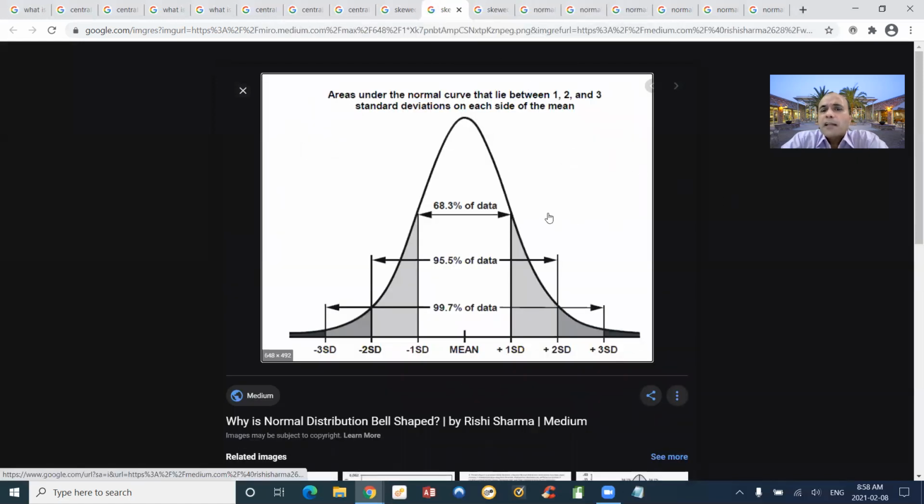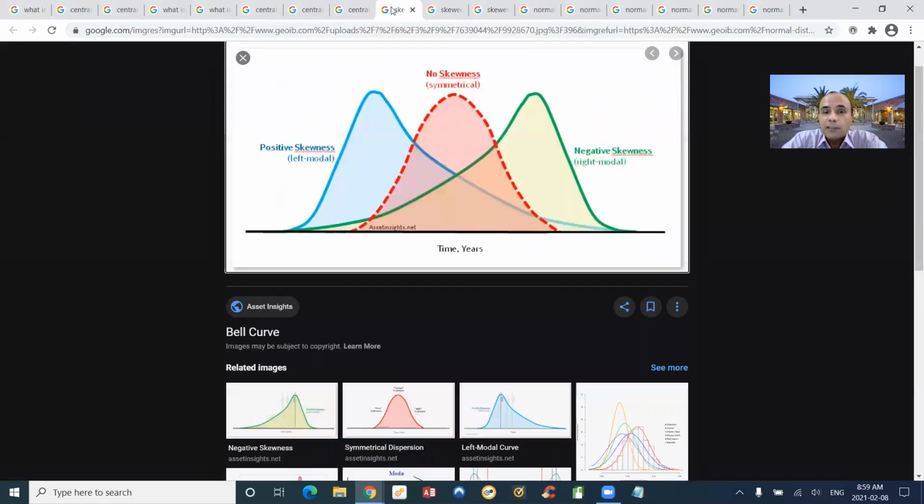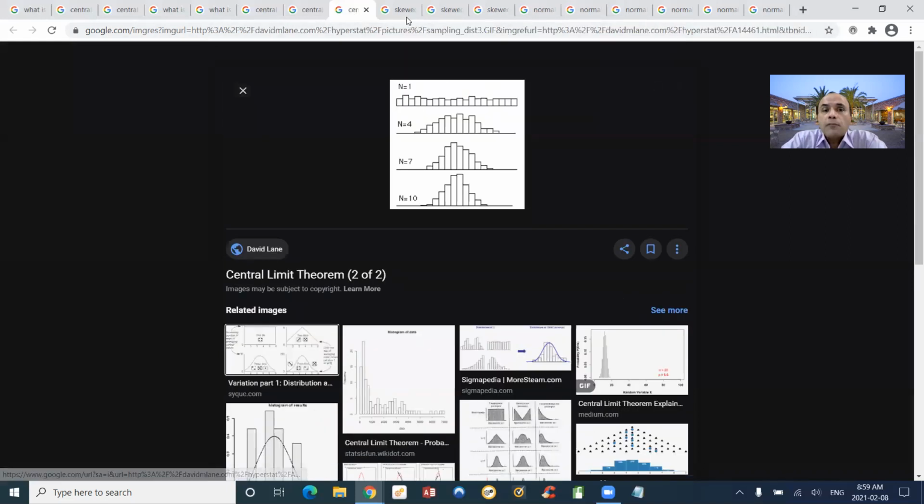This is another reinforcement of the idea. Once again, the area underneath the curve, and then the percentages representing the center and its deviation from the center, 1 standard deviation, 2 standard deviations, and so on. Once again, this is a symmetric normal distribution, negatively skewed on the right and positively skewed on the left, okay?